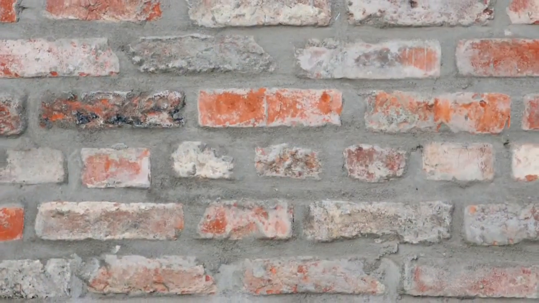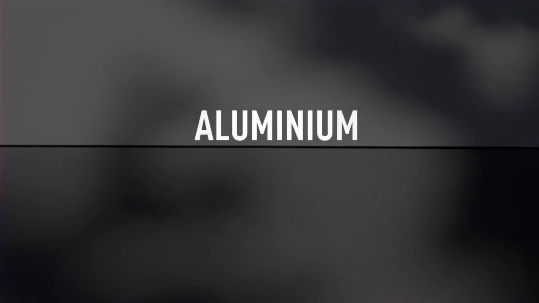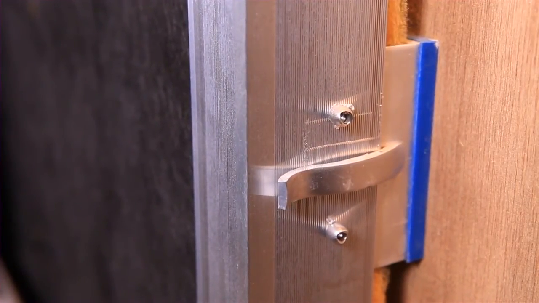Whichever subconstruction is used, the wall should be checked by the installer prior to installation to confirm that it is flat and to ensure that the correct fixing and details are used. Aluminium. The most widely used subconstruction is an adjustable aluminium system.